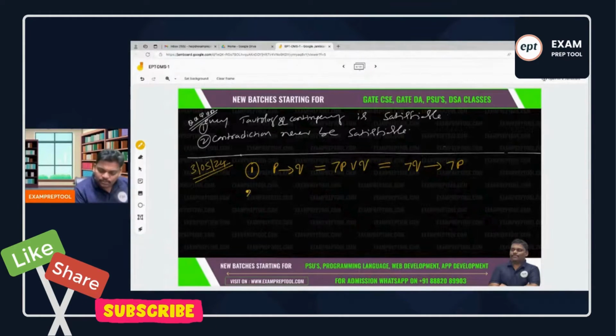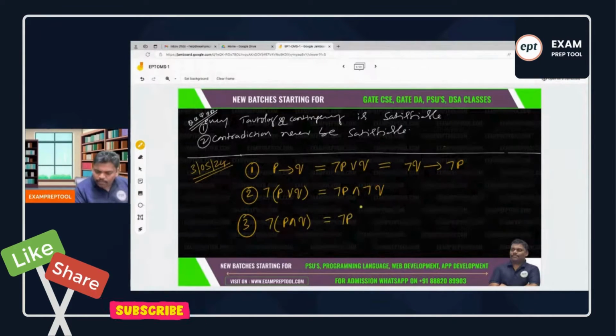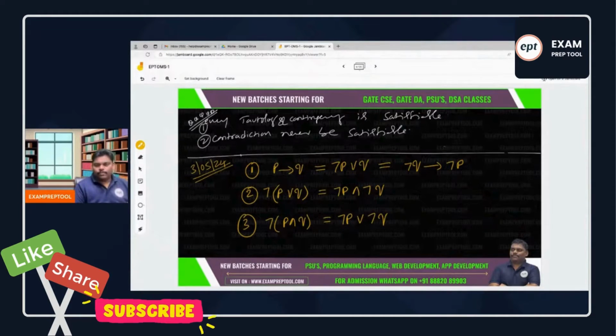Can you see this? Everyone observe this. P OR Q, if you apply negation outside, is equal to negation P AND negation Q. And one more thing, negation of P AND Q goes to negation P OR negation Q. These are all things everyone knows.